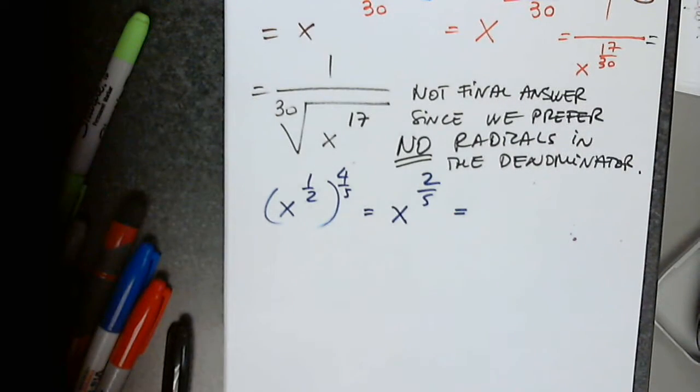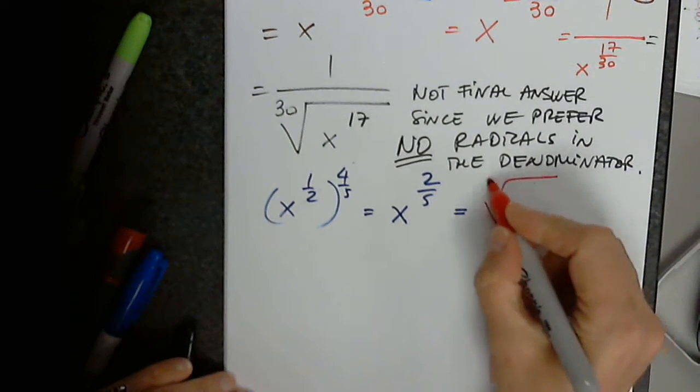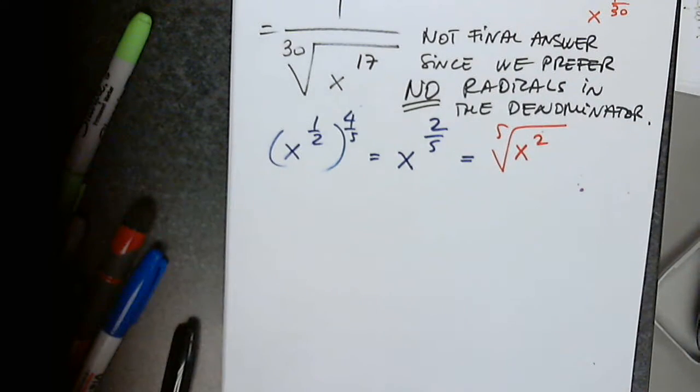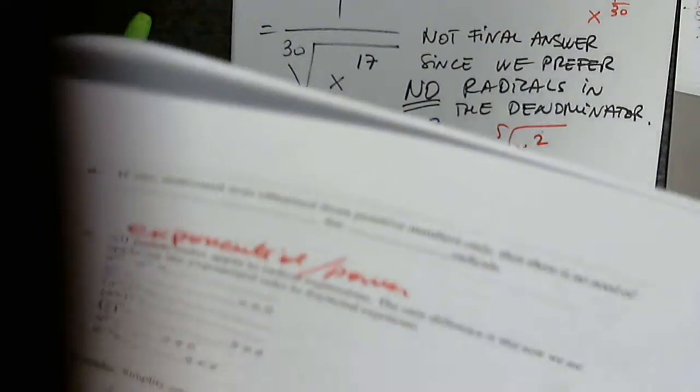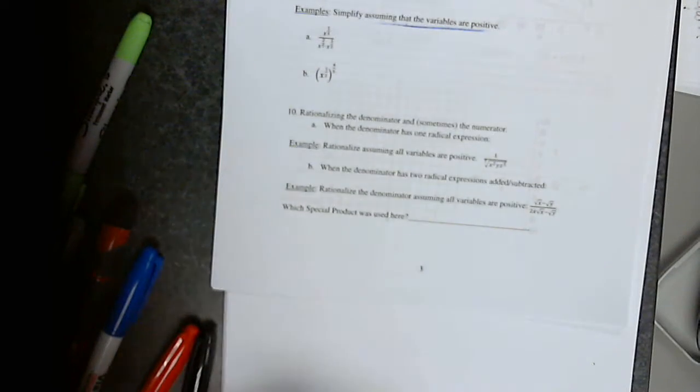Now, what radical is this? Because I know it's a radical. As long as it has a power that is a fraction, it must be a radical. So which one is it? The 5th root of x squared. Any questions? Okay, so now we're ready to read all this. And let's discuss it.